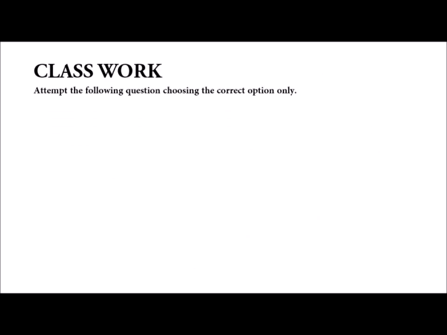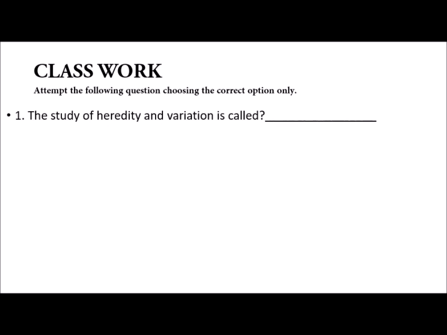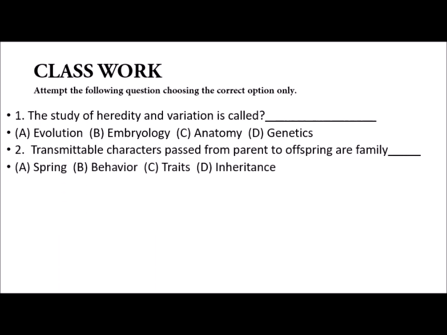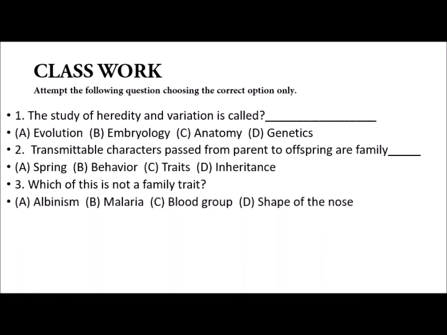Let's try some classwork. Attempt the following questions. Choose the correct options only. Number 1. The study of heredity and variation is called what? A. Evolution. B. Embryology. C. Anatomy. D. Genetics. Number 2. Transmittable characters passed from parents to offspring are family what? A. Spring. B. Behavior. C. Traits. D. Inheritance. Number 3. Which of these is not a family trait? A. Albinism. B. Malaria. C. Blood group. D. Shape of the nose.